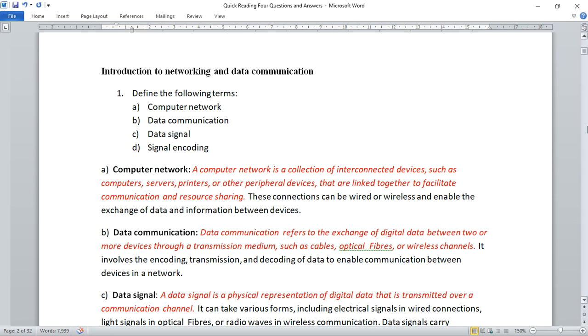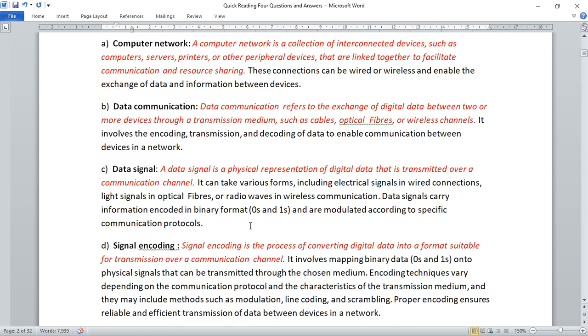Then we have data communication. Remember, the purpose of a computer network is data communication. Therefore, data communication is just the exchange of digital data between two or more devices through a transmission media. Remember, transmission media can be wireless or wired. Then we have data signal. When you talk about data communication, we are basically transmitting data signals. So a data signal is a physical representation of digital data that is transmitted over a communication channel.